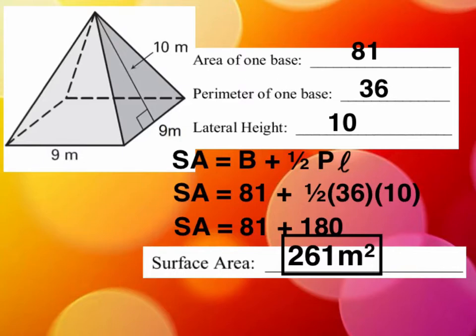The area of the base is 9 times 9. Well, there's only one base. Remember, that's why it's a pyramid. So 9 times 9 is 81. The perimeter of the base is 9 times 4. There are 4 different sides, so it's 36. And the lateral height is given to us, which is 10. We plug that into our formula and get 261 meters squared.